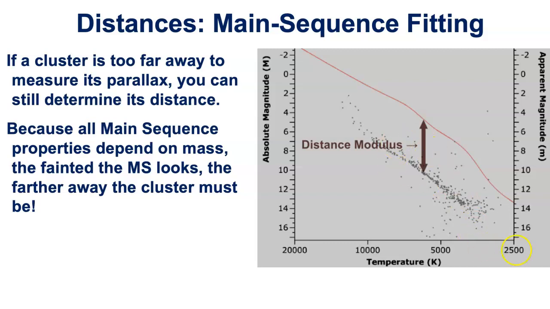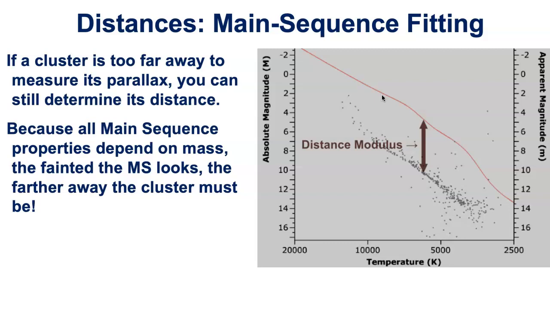So by comparing the flux to the luminosity, by taking the flux of the main sequence and comparing it to the luminosity of the main sequence, you can figure out what the distance is. Now you know the distance to the entire cluster. And if you know the distance to the entire cluster, you know the distance to every star in the cluster.